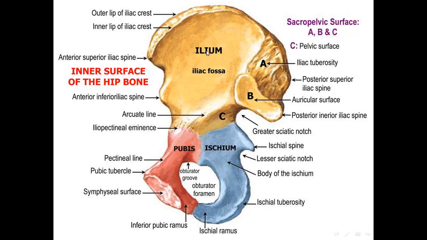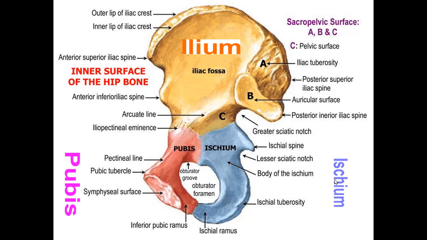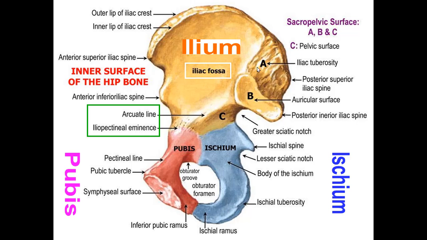This is the inner surface of the hip bone. Okay, this is the ilium, upper part, pubis, lower and anterior, ischium, lower and posterior part. And regarding the ilium, upper border, anterior border, posterior border, and the medial border. This medial border is called arcuate line. This arcuate line divides the inner surface of the ilium into iliac fossa above the arcuate line and the sacropelvic surface below the arcuate line.